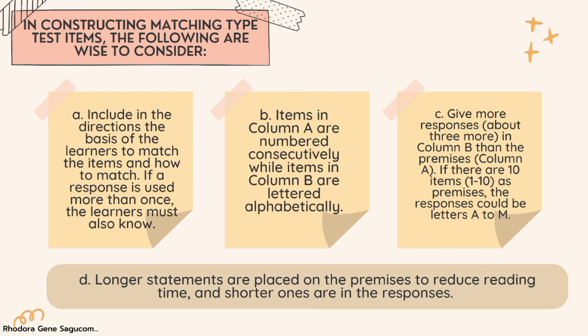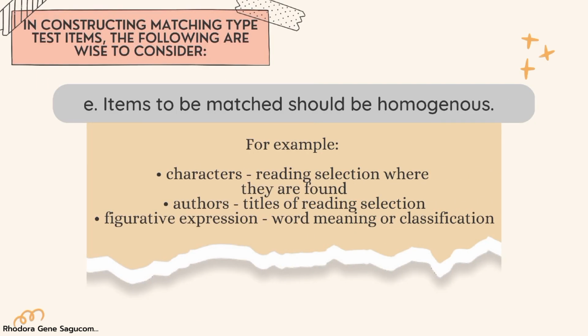Letter D, longer statements are placed on the premises to reduce reading time, and shorter ones are in the responses. Letter E, items to be matched should be homogeneous. For example, characters and reading selection where they are found, authors and titles of reading selection, figurative expression, and word meaning or classification.